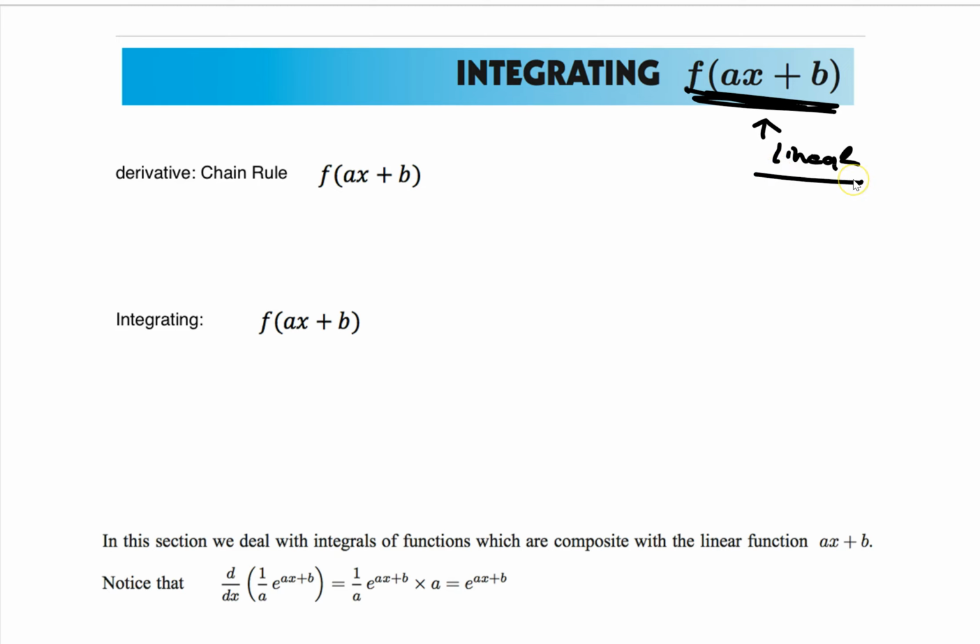If it's nonlinear, it's a whole different ballgame, and we're going to do that in the next video. For now, we're only going to focus on reverse chain rule when the inside is linear. So if you remember the chain rule, let's talk about that. So let's say I have my function here. The chain rule, the derivative would be take the derivative of the outside, so f prime of x. Leave the inside alone. Then you times by derivative of the inside. In this case, that'd be a.